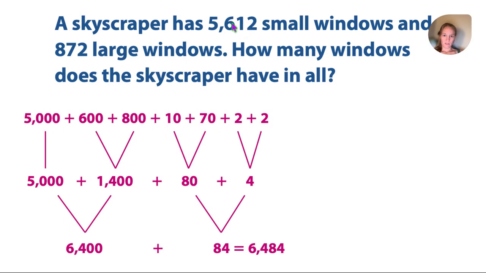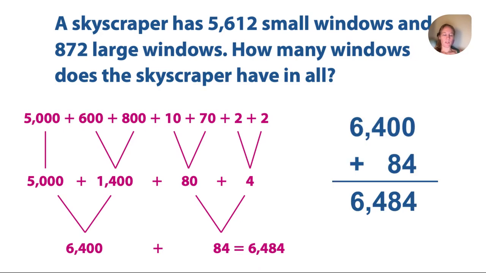And then you go to the hundreds. That makes 600. That makes 800. There's only one number in the thousands, so that's why it's just 5,000. And then you would just keep breaking the numbers. So put the hundreds together, which makes 1,400. Put the tens together, makes 80. Put the ones together, that makes 4. And when you break it down again, you can add up 6,400 plus the 84, which gives you 6,484.